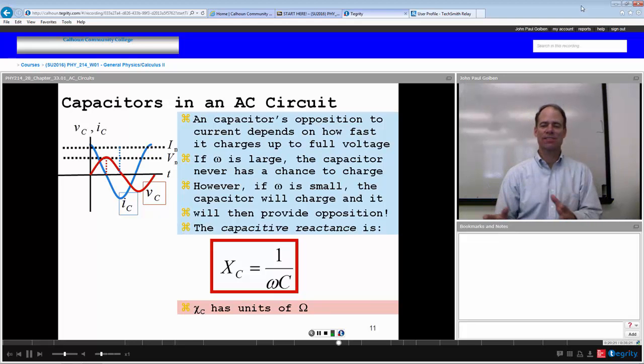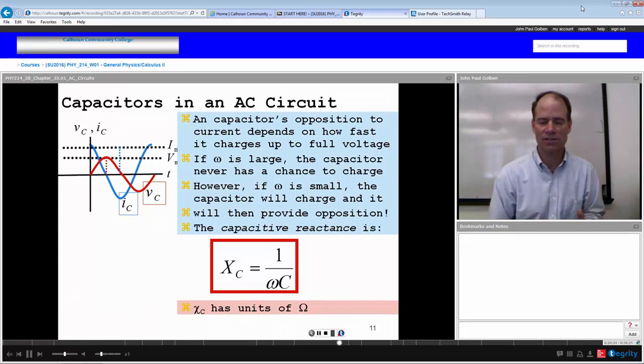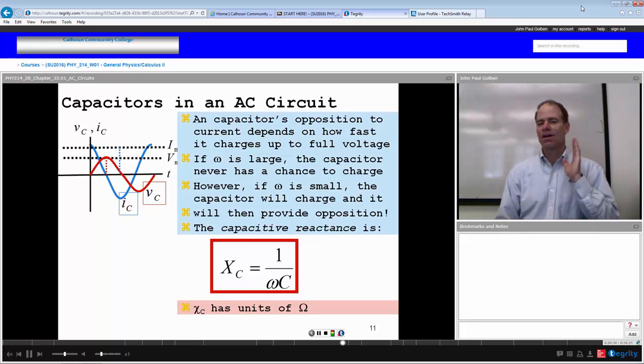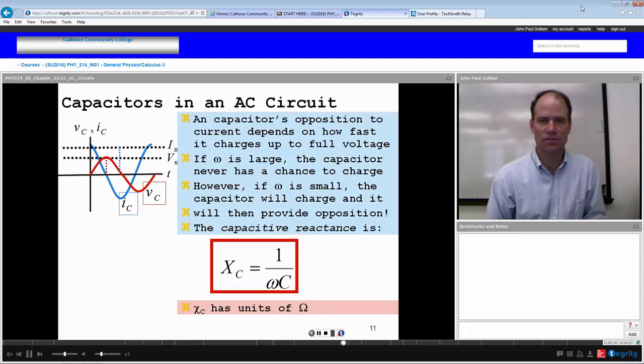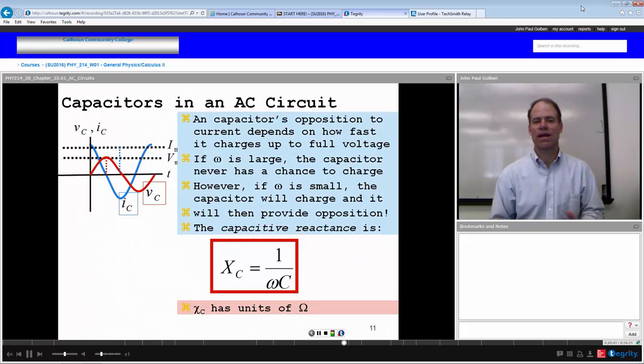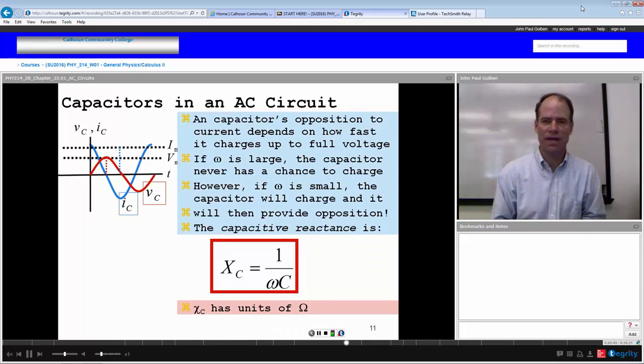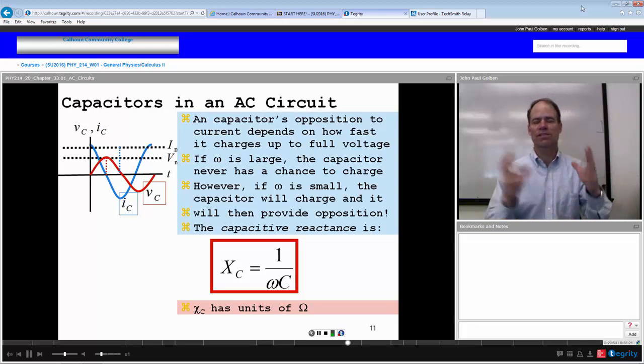So the capacitive reactance is a measure of a capacitor's opposition to the flow of current in an AC circuit, and it also has units of ohms like resistance and like inductive reactance. The way that a capacitor opposes flow of current is that it stores energy in its electric field between its plates and then gives that energy back to the circuit. So it's not dissipating energy like a resistor, but it is opposing the flow of current by storing energy in its electric field and then giving it back.